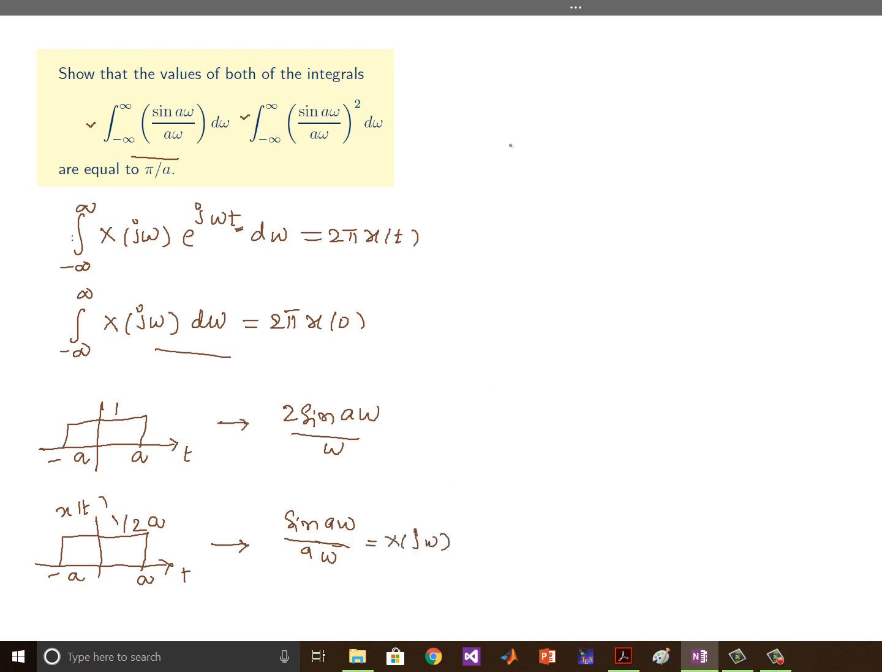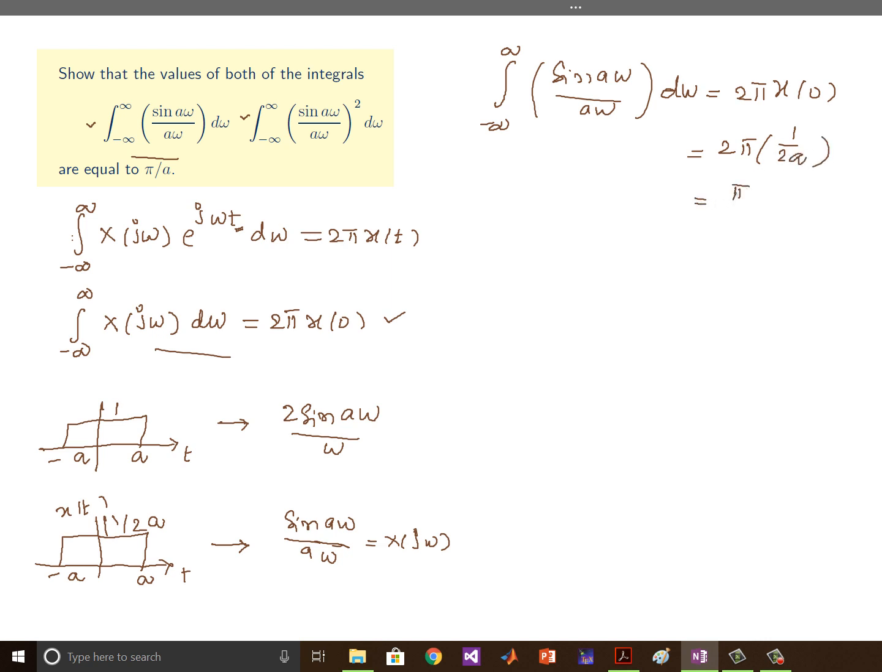Clearly we can now apply the result we got here, and hence the integral from minus infinity to infinity of sin(aω)/(aω) dω would be equal to 2π times x(0). Here x(0) is equal to 1/(2a), and hence this is 2π times 1/(2a), which simplifies to π/a, and that is what we have seen here.